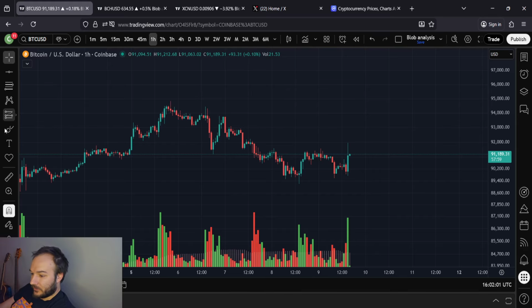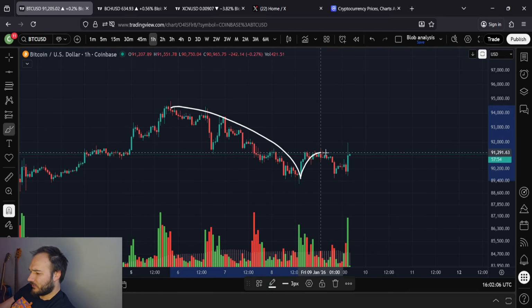The 1 hour time frame looks kind of bullish here. It's a lot of volume. It's kind of odd, but whatever. It is Friday.